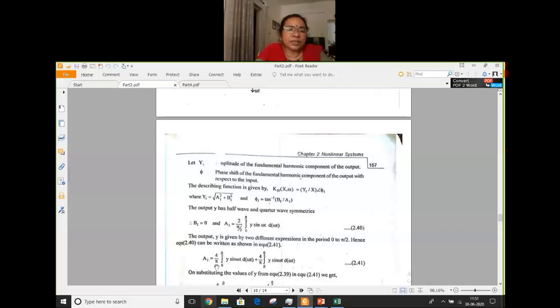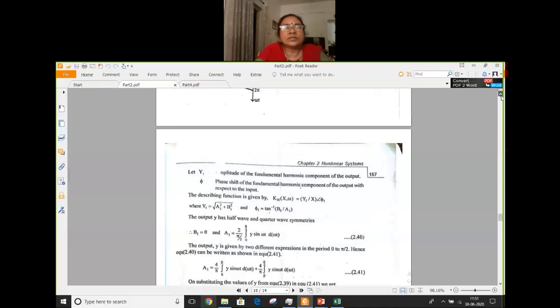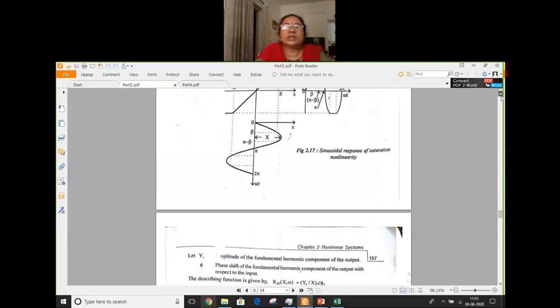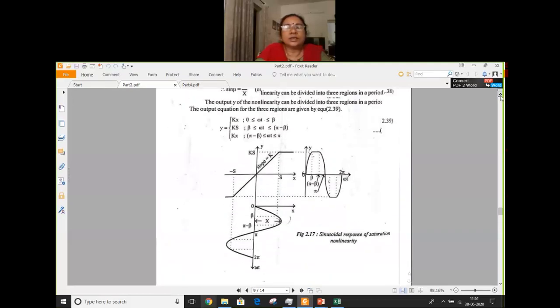A1 is 4 by pi integral 0 to beta of y sin omega t d omega t. This is the general equation. Now, if it introduces saturation, then this is the case. Your y varies as x from 0 to beta. You won't get a sinusoidal one; instead, you are getting a flipped one only.